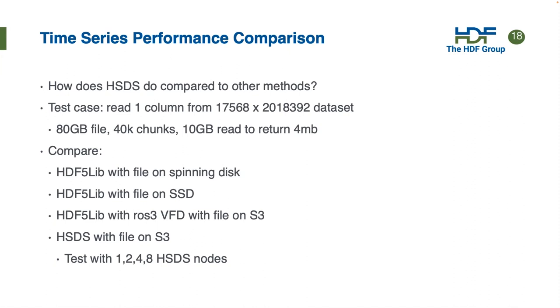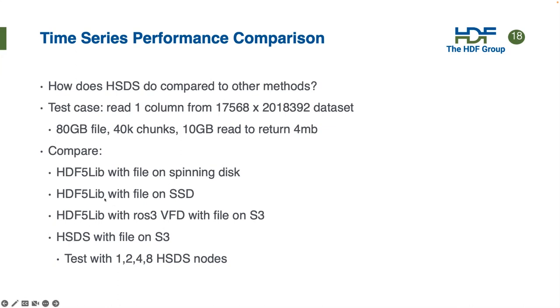Next, let me show you how this compares with some of the other methods we've heard about today. My test case will be a 17,000 by 2 million size data set. So it's an 80 gigabyte file, 40,000 chunks. And we're going to do a selection where we're reading one column out of that data set. So each read is going to access 10 gigabytes of data from S3, or disk.